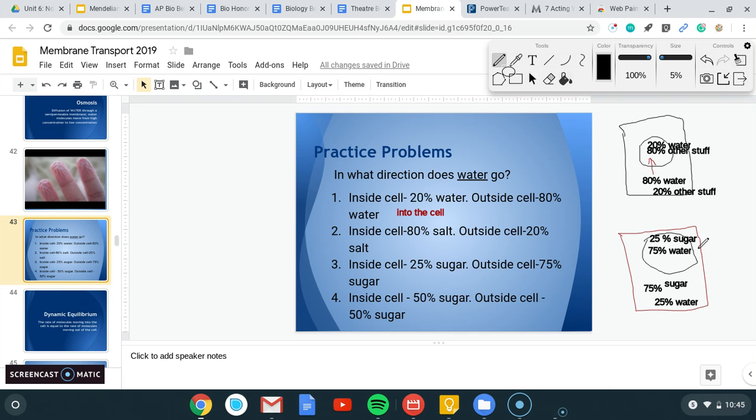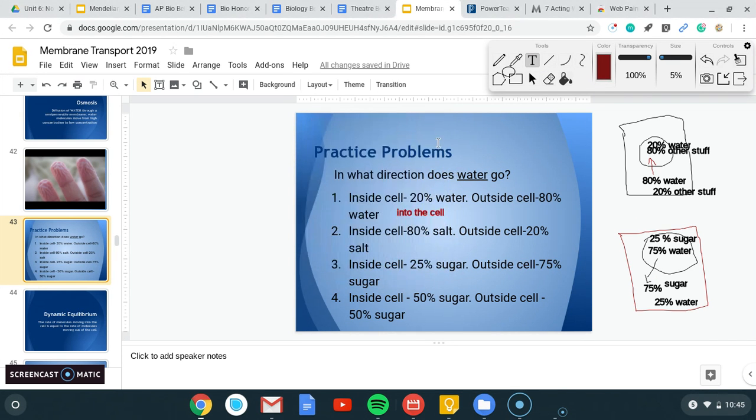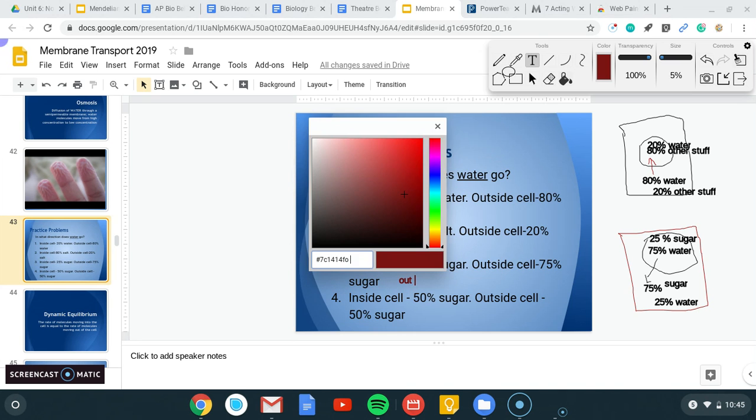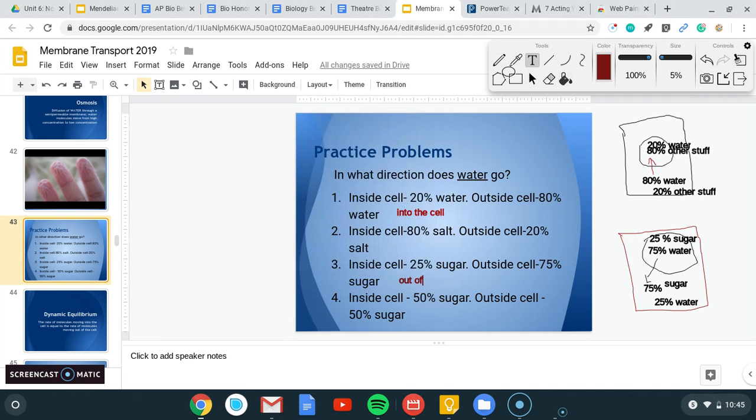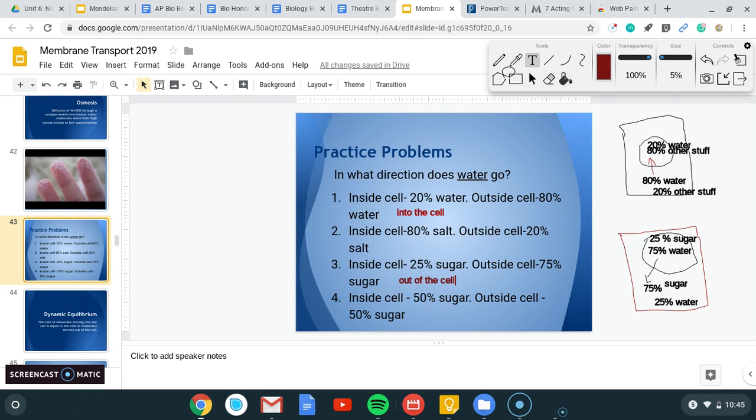So water is going to go from an area of high concentration to an area of low concentration. So water is going to leave the cell. And so for number 3, I'm going to put that water is going to travel out of the cell. There we go. Try these other examples on your own and see how you do.